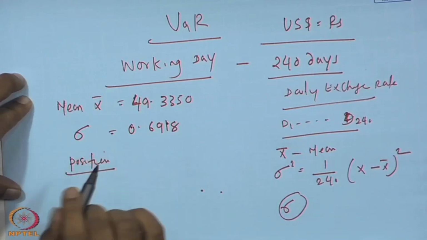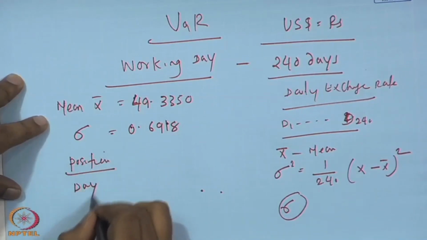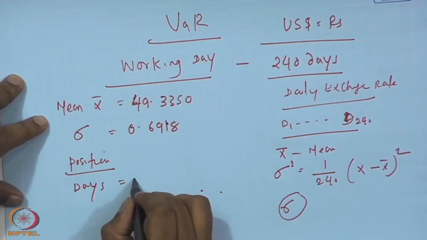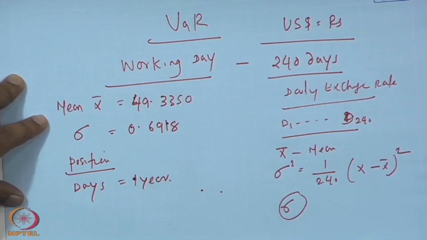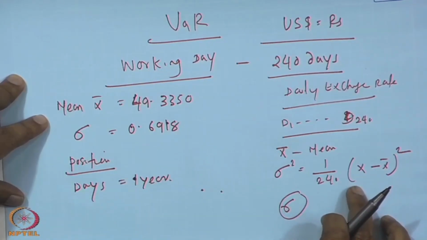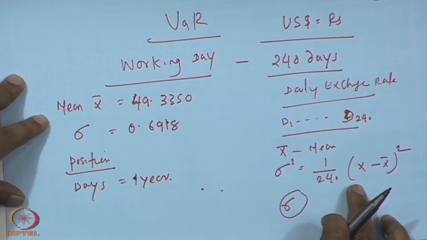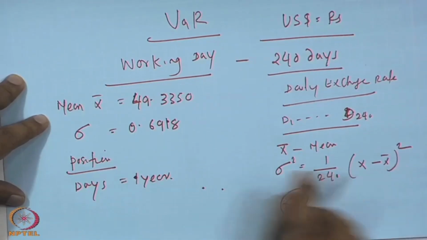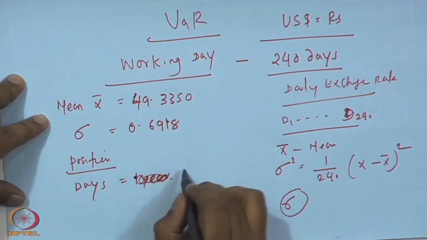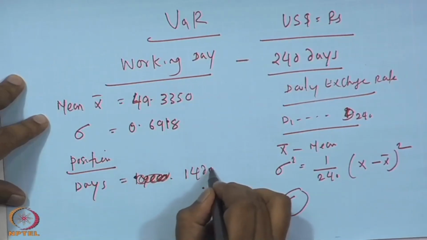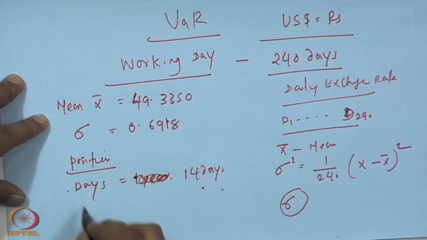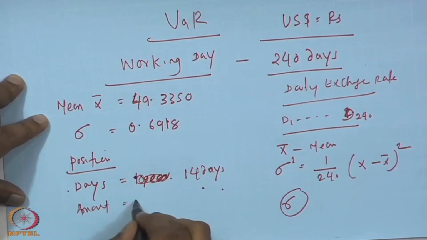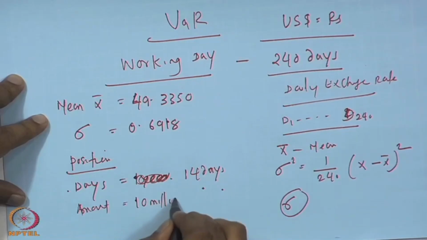Our position has two sides, one is days and the other is amount. Suppose we are going for a one year calculation, so this is the daily volatility for 1 year. Suppose in place of 1 day we calculate for 14 days, nearly 2 weeks. The position has one part as the date and another as the amount. Suppose our amount is 10 million USD.